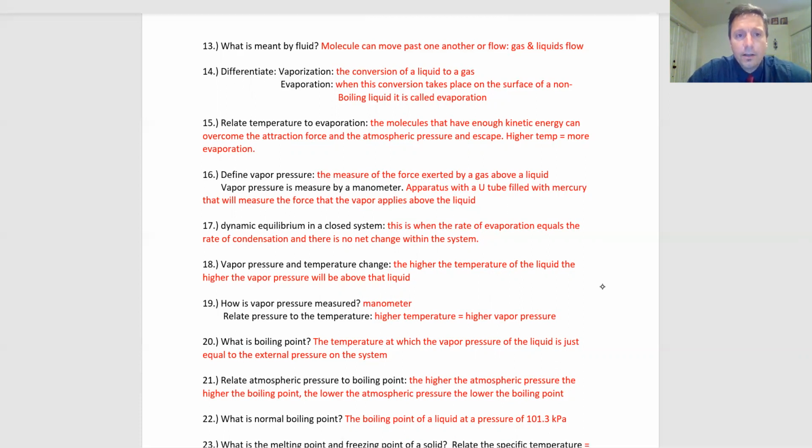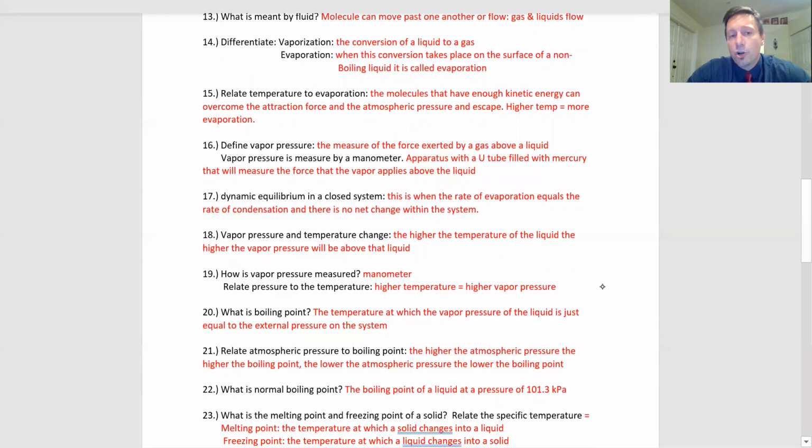Number 15, relate temperature to evaporation. When you talk about evaporation, the molecules have enough kinetic energy to evaporate, to move off into the gaseous form. So if you raise the temperature, now you're going to increase the evaporation. The molecules that have enough kinetic energy can overcome the attractive forces and the atmospheric pressure and escape. So if you have a higher temperature, now you have a higher average kinetic energy, which means more is going to evaporate.